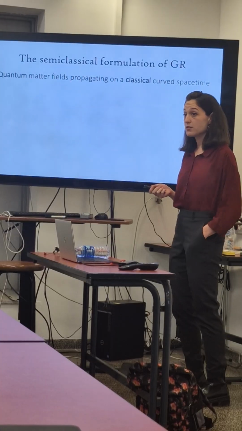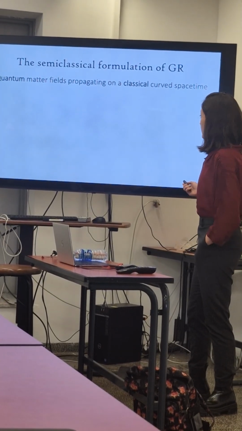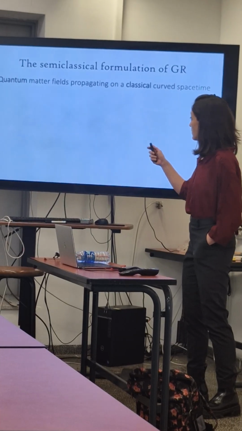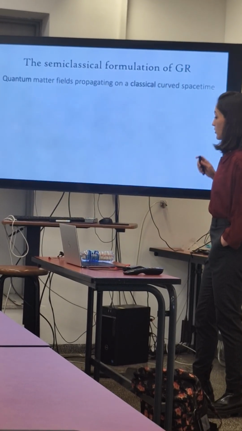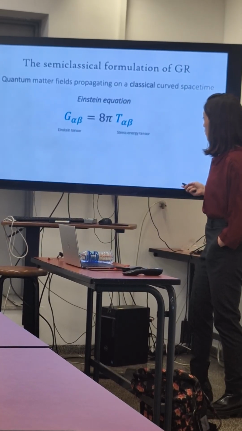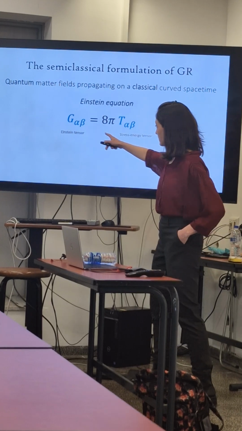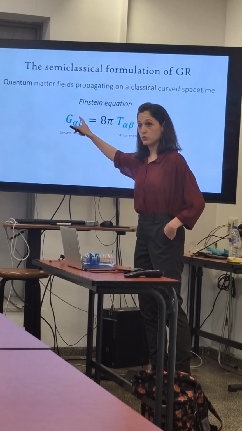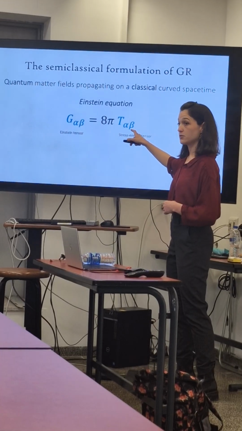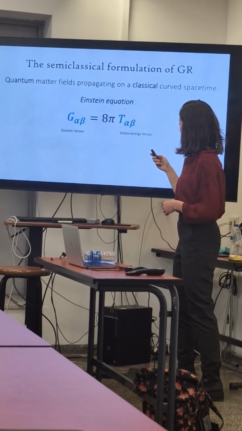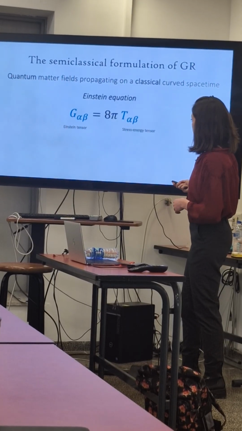But even without a theory of quantum gravity, we can still take a small step in that direction by treating the matter fields as being quantum, propagating on a classical curved spacetime. So if we go back to the Einstein equation I showed you before, while the left-hand side, the geometry, we don't know how to quantize, we do know how to quantize the right-hand side, the stress energy tensor, due to quantum field theory on curved spacetime.